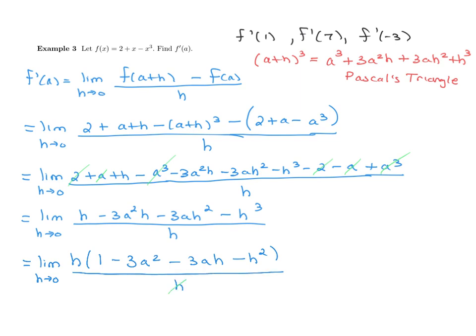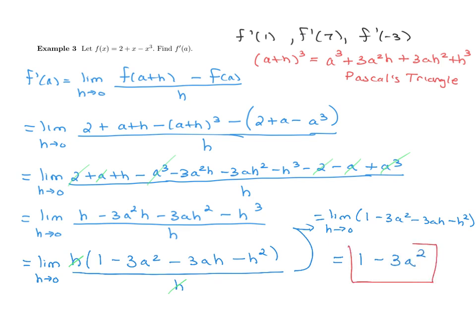I can cancel this h. The last thing to do is figure out the limit as h goes to 0 of 1 minus 3a squared minus 3ah minus h squared. We can simply put 0 into all of the h's. What is left is a 1 minus 3a squared.